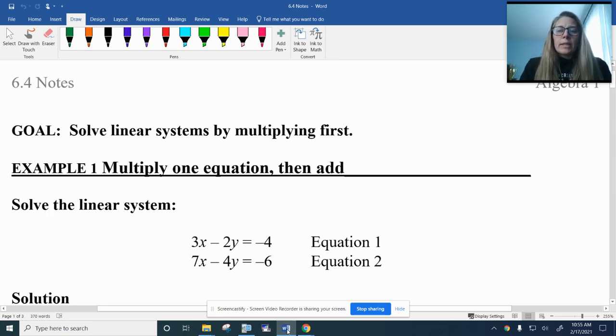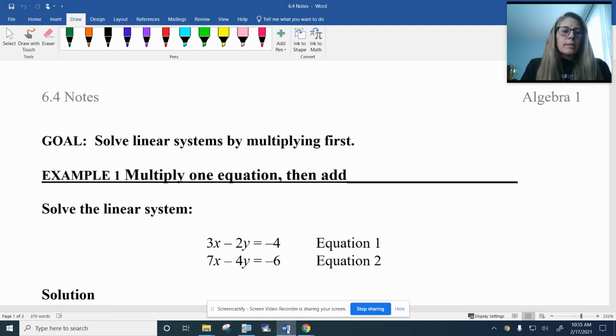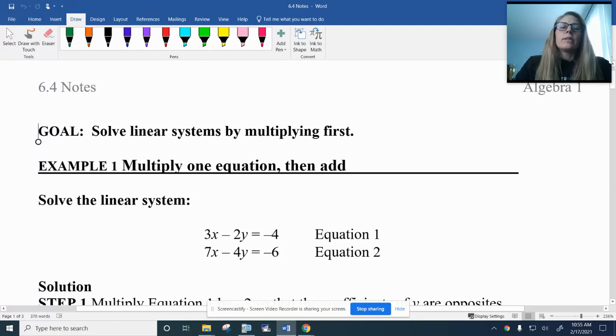Good morning. Today we're going to continue on with our lesson yesterday, solving linear systems, but we are going to do it by multiplying first. So yesterday we reviewed how to solve linear systems by the elimination method, also known as the linear combination method, where we combine two equations to eliminate a variable, and then we can solve for one, substitute in, find the other, and then we have our ordered pair solution.